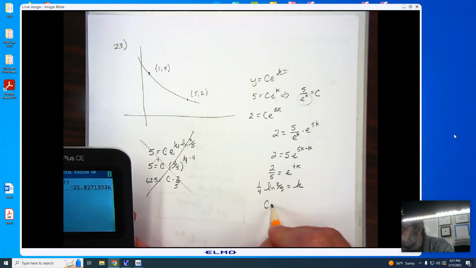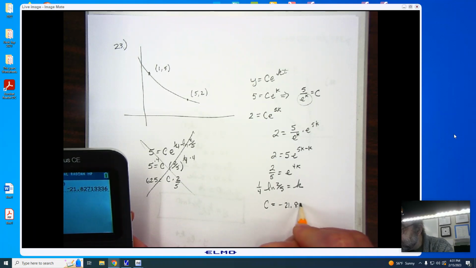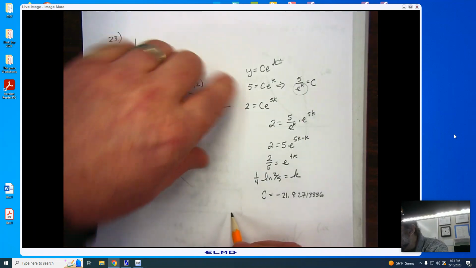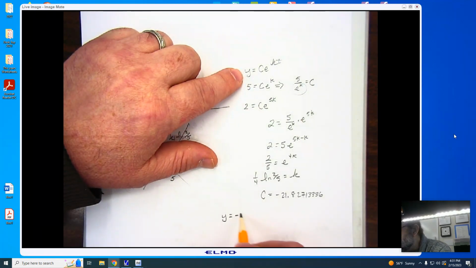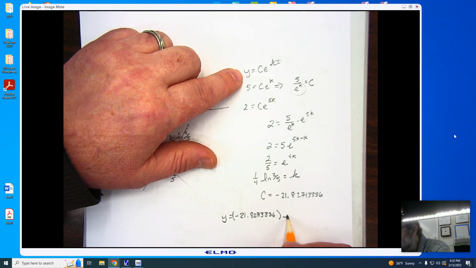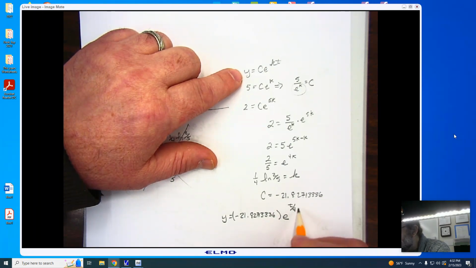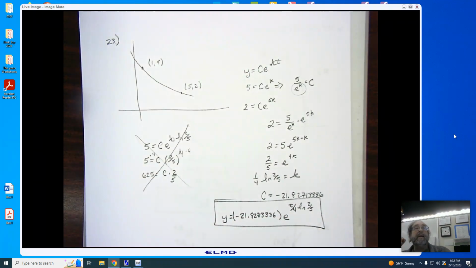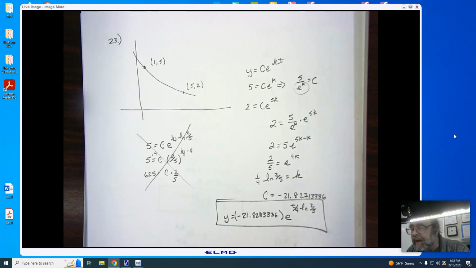My C value is negative 21.827133336. Therefore, my y will equal negative 21.827133336 times e to the (t divided by 4) natural log of 2/5. And that's my answer. Now keep in mind, they're never going to ask you anything like this on the AP test, simply because this is Algebra 2, okay? This is nothing. Let's go ahead and get to the real stuff.